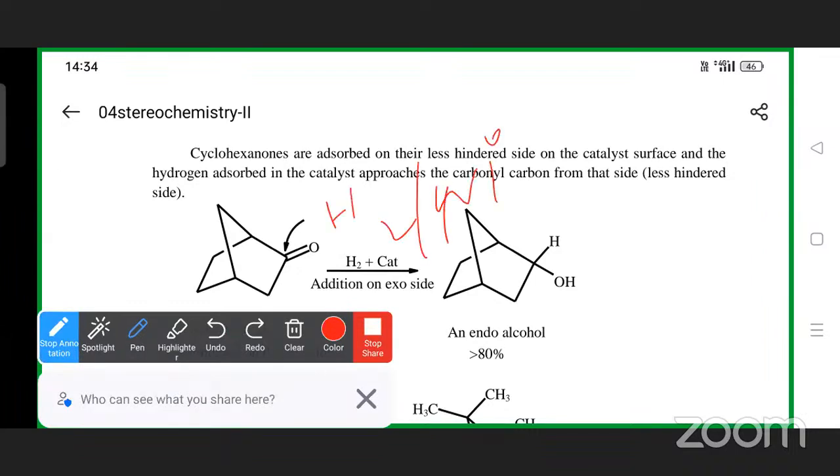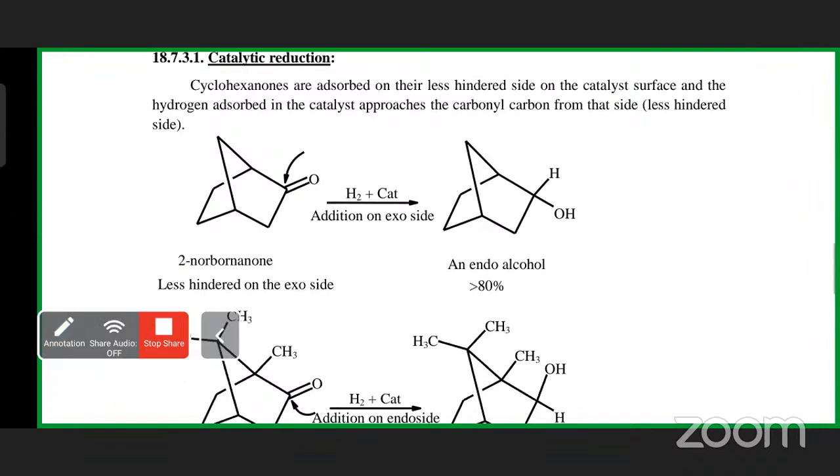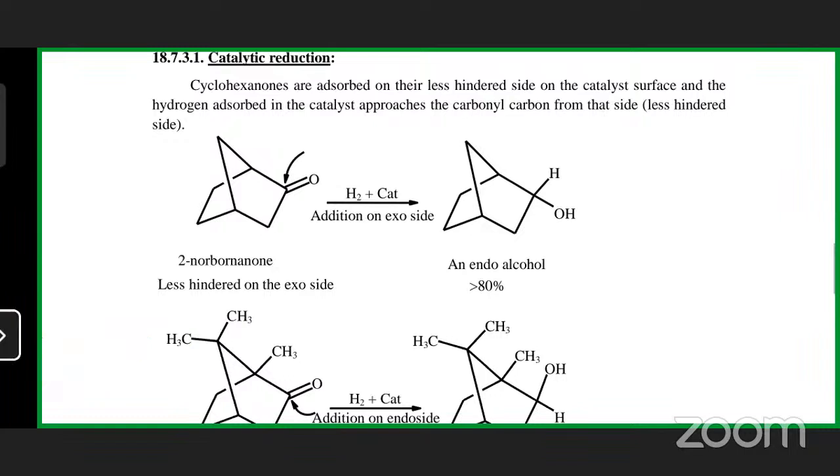Or any lithium aluminum hydride or any reducing agents are used here. Okay, here the hydrogen plus catalyst, like you take any nickel or platinum and palladium, that will be used here.